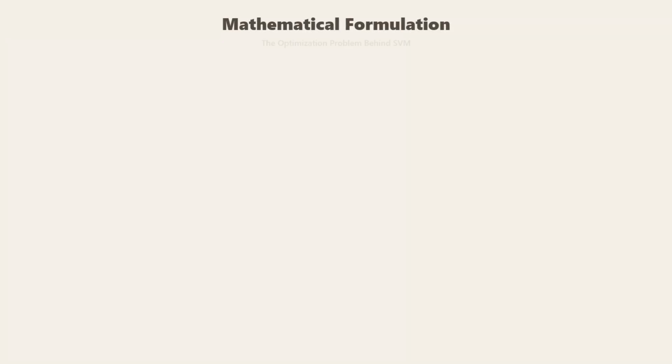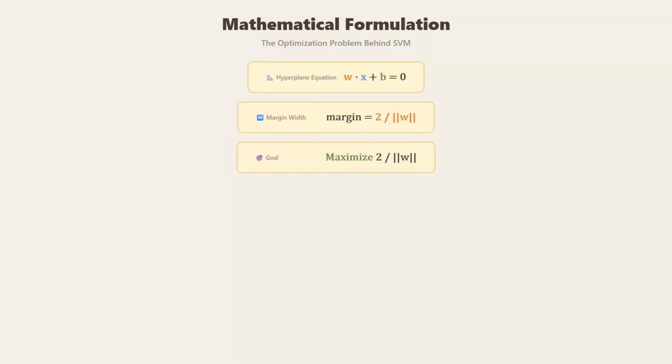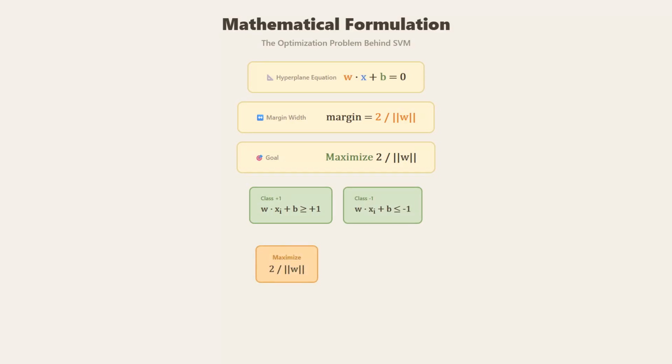Let's get into the mathematics behind SVMs. Don't worry, I'll break it down step by step so it's easy to understand. The hyperplane is defined by the equation w·x + b = 0. Here, w is the weight vector that points perpendicular to the hyperplane, x is any point on the hyperplane, and b is the bias term that shifts the hyperplane away from the origin. For classification, we use this hyperplane to make predictions.